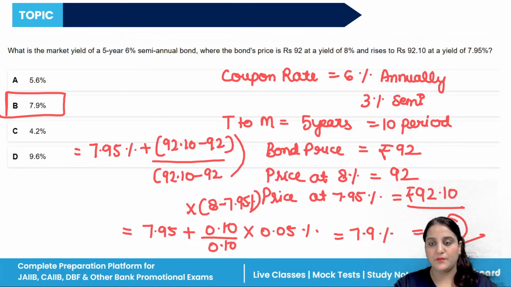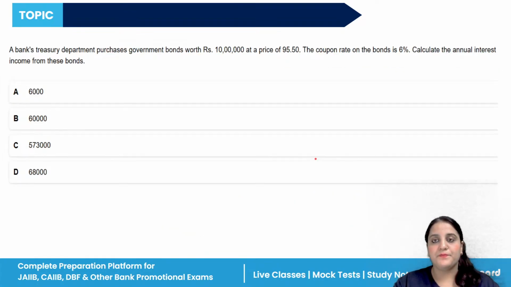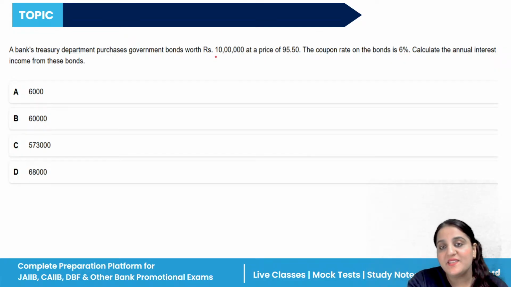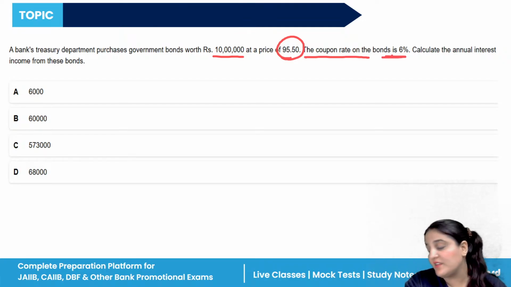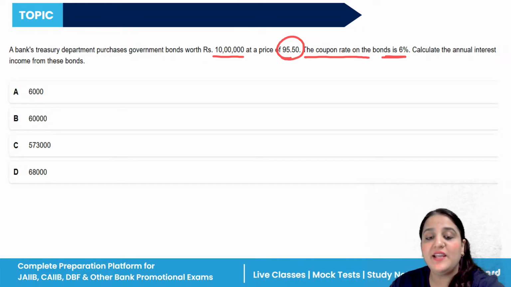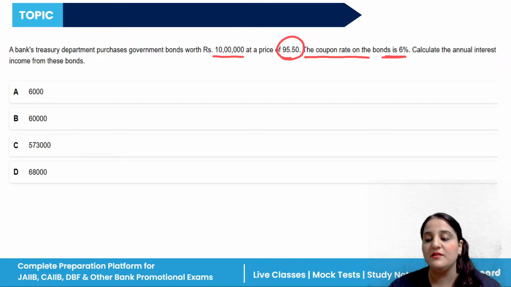Got it? Next question. A bank treasury department purchases government bonds worth rupees 10 lakh at a price of 95.50. The coupon rate on the bond is 6%. So we have to calculate the annual interest income from these bonds.